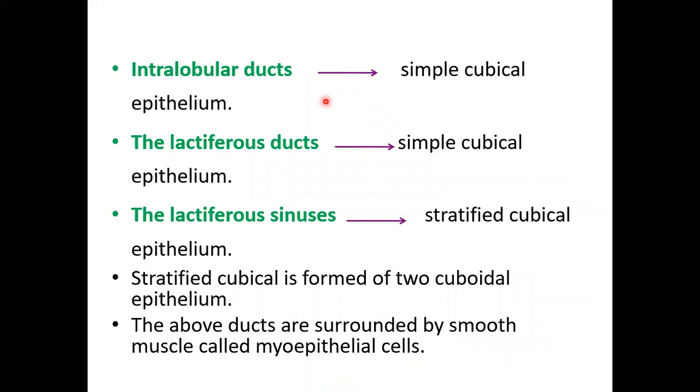Let's review the lining epithelium. Intralobular duct, simple cubical. Lactiferous duct, simple cubical. Lactiferous sinuses, stratified cubical. Stratified cubical is formed of two layers of cubical cells, as I mentioned, and all the above duct system are surrounded by myoepithelial cells, which are acted upon by oxytocin released from the posterior pituitary.